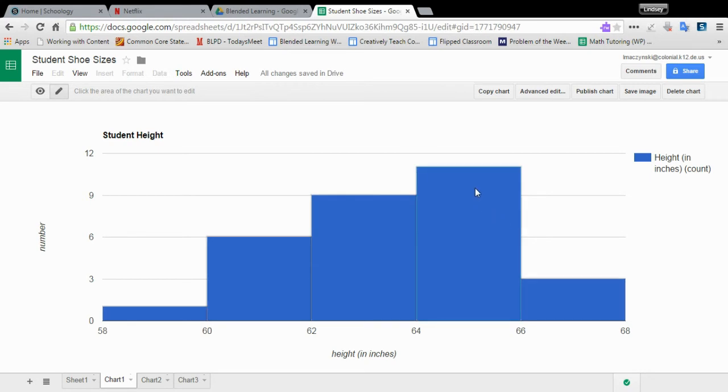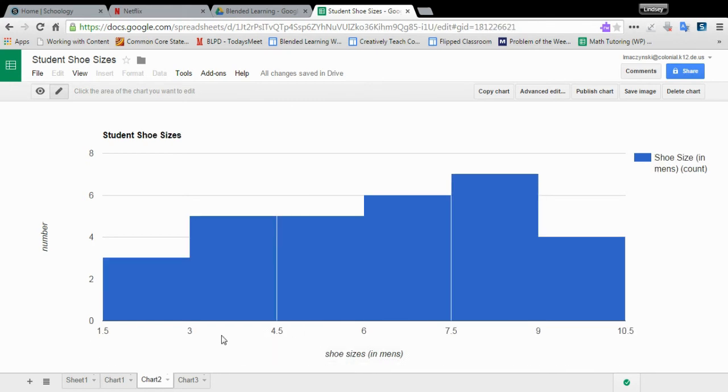You can also talk about where on here your mean or your median would be. It's very easy to see the mode is going to be somewhere in here, but we can't pick out the specific mode because we have these bars set up the way they are. So that's one way to talk about the data.